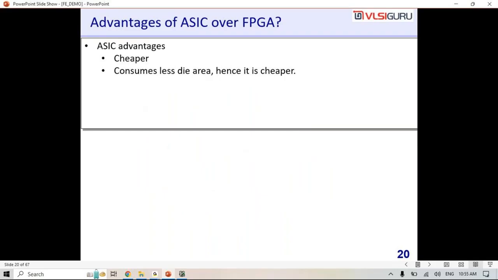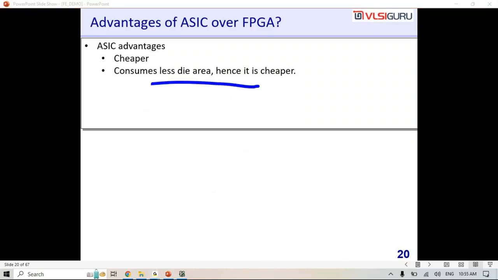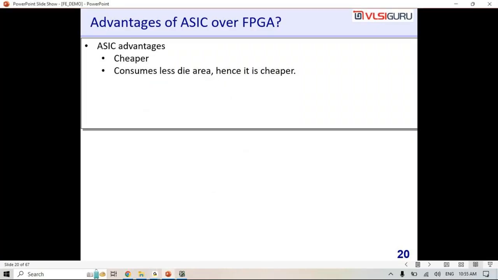Consumes less die area because you are customizing. You're making your own house from scratch, so you'll utilize the area very well, right? You'll come up with an efficient design. It provides flexibility to customize the features. Like when I'm building my own house, I can customize where I want to keep the balcony, where I want to keep everything, right? That kind of customization won't be possible in FPGA.